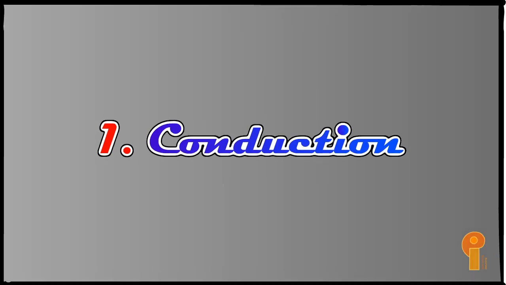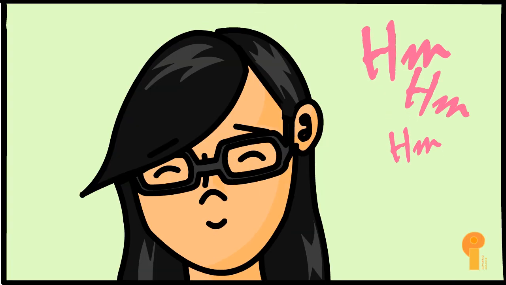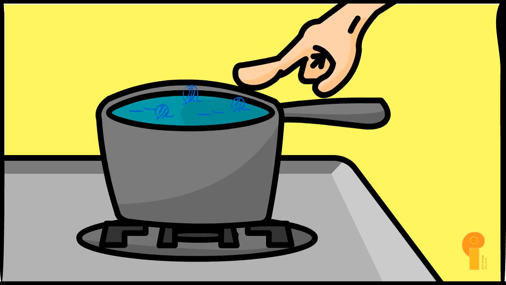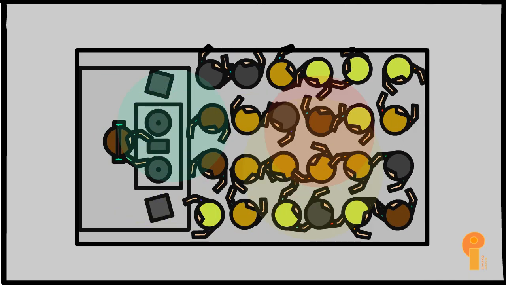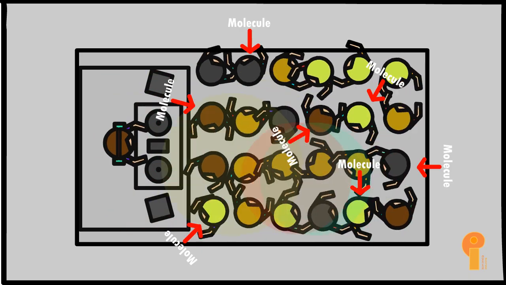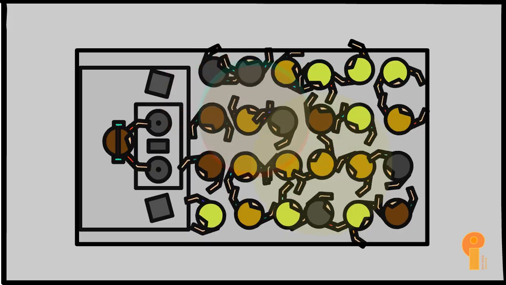Let's take a look at the first form of heat transfer, conduction. Were you ever carelessly cooking? When you accidentally touched a hot pot on the stove, it burns, right? Let's look at what's happening from a molecular level. Let's say that all these dancing people are molecules of one object. The DJ is another object, and he's the heat source.